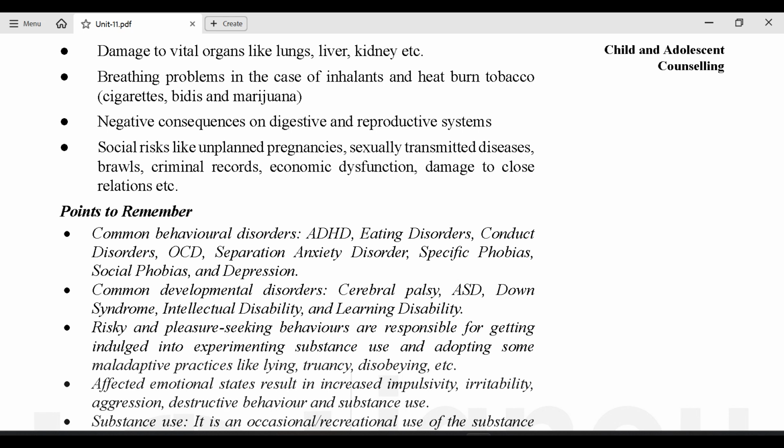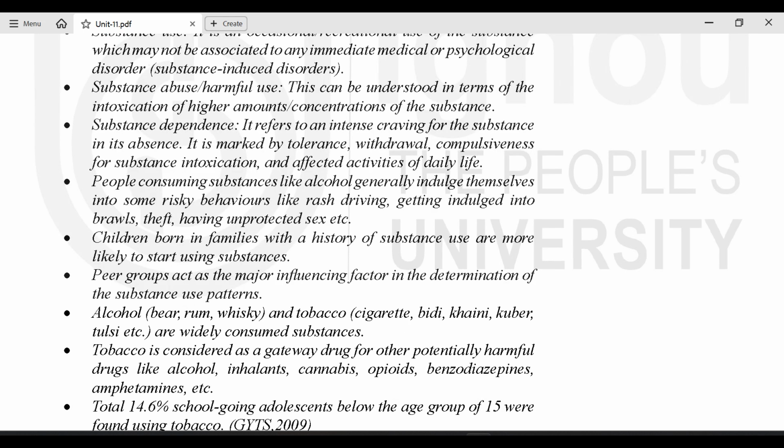Substance use: it is an occasional/recreational use of the substance which may not be associated to any immediate medical or psychological disorder, substance-induced disorders. Substance abuse/harmful use: this can be understood in terms of the intoxication of higher amounts/concentrations of the substance. Substance dependence: it refers to an intense craving for the substance in its absence. It is marked by tolerance, withdrawal, compulsiveness for substance intoxication, and affected activities of daily life.